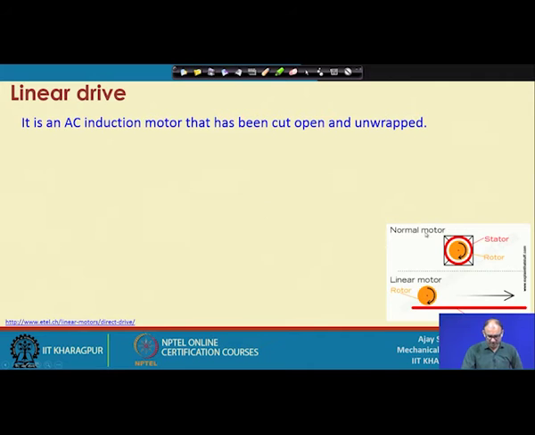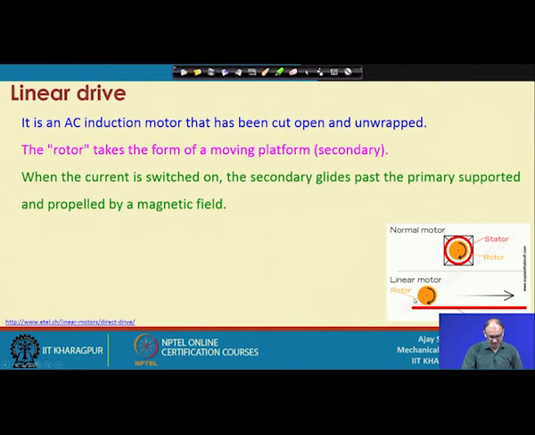We have seen that this is our normal motor with a stator, and the rotor rotates in between. If you flatten the stator and move a linear rotor on top of it, you can get the linear drive. This is called the rotor, the secondary part, and this is called the primary part. That is the linear motor.